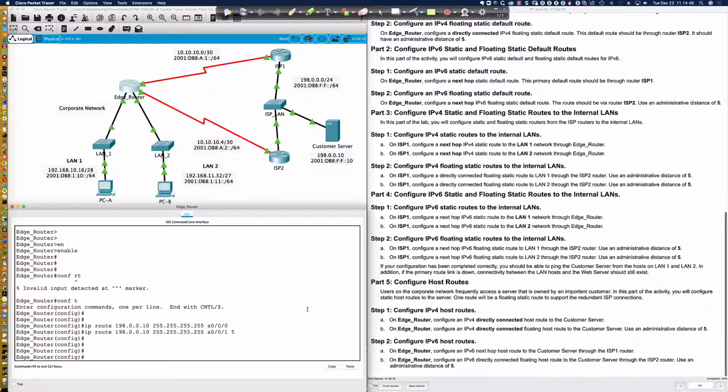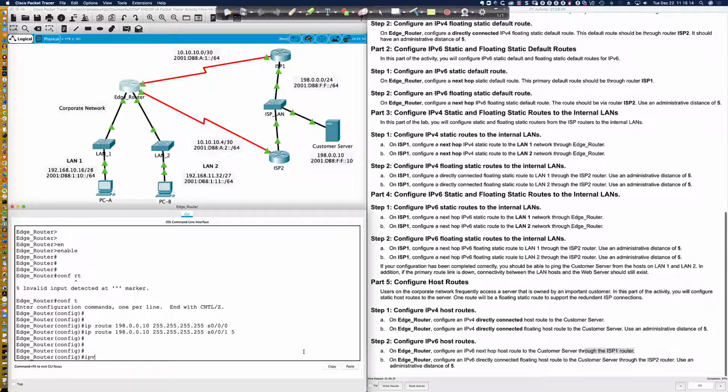Okay, and here it says customer server. You notice the difference between the IPv4 and IPv6 instructions is here. It says through the ISP1 router. Here it did not say that. So here is how you do a host route, which is a /128, because it's IPv6, 128 bits, IPv4 32 bits. Here is how we would configure that.